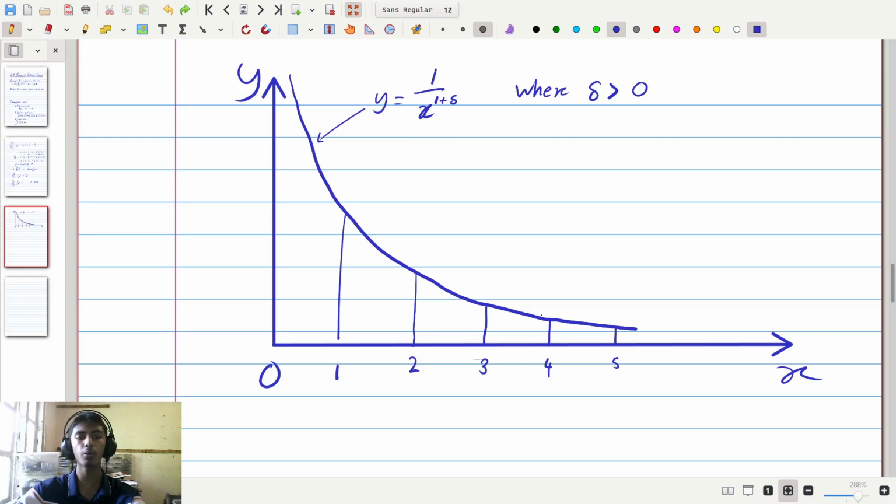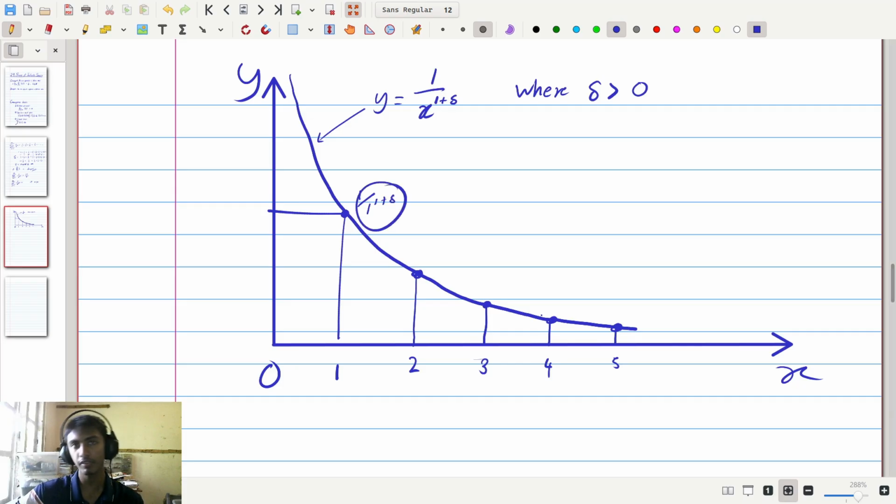What I want you to do now is to consider each of these points that I've marked, running along the integer values of x on the graph y equals 1 divided by x to the power of 1 plus delta. Each of these points corresponds to substituting the corresponding value of x, in this case 1, 2, 3 and so on, into the function y equals 1 divided by x to the power of 1 plus delta. So the y value here is going to be 1 divided by 1 to the power of 1 plus delta.